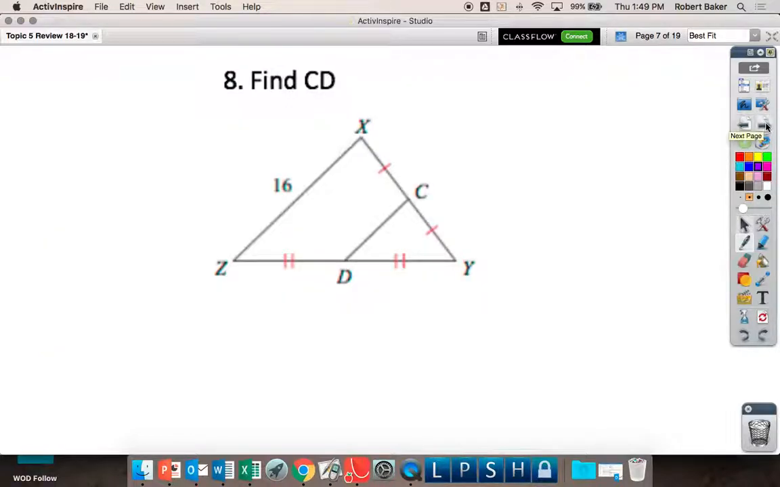Then we get to our triangles. All right, the rest of the test is all about triangles. It says this piece is 16. How long is that piece?